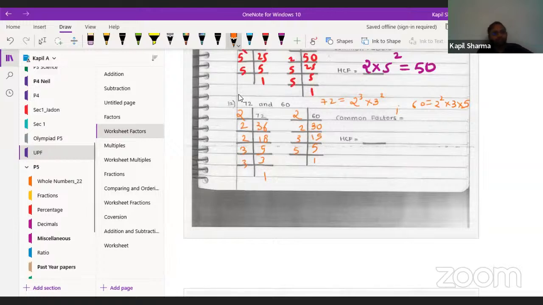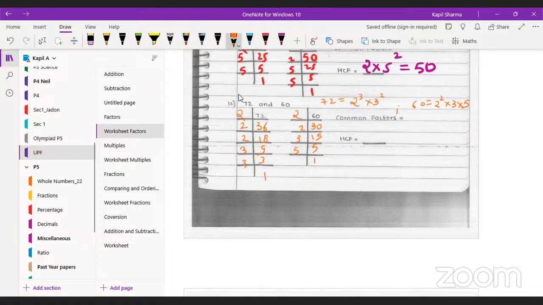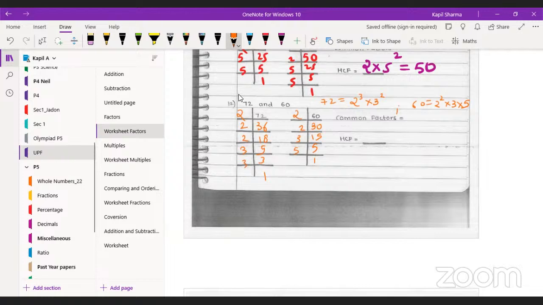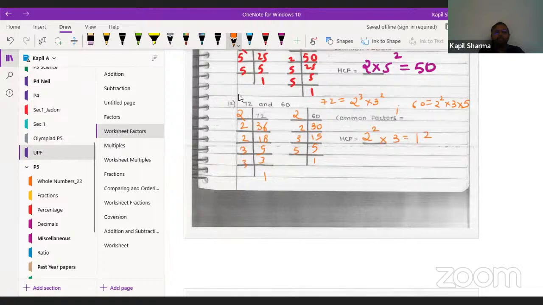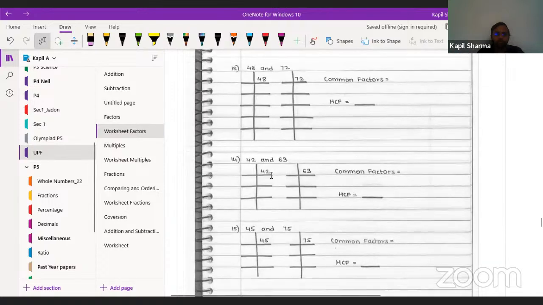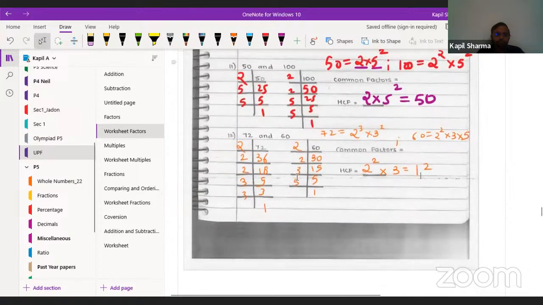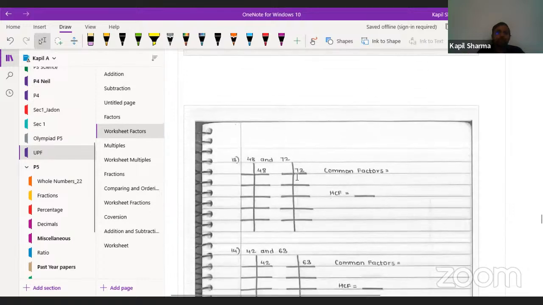So what's the HCF? Sir, HCF is 12. 20. Swastik? 12. Okay, yeah. So 2 square times 3 is 12. Okay, good. Devika, any questions? No. Okay. Next one.